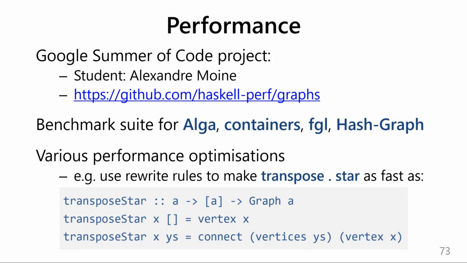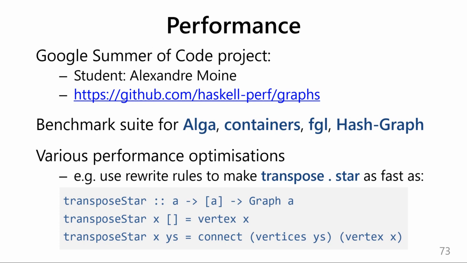But we also had this Google Summer of Code project that developed a comprehensive benchmark suite that compares various libraries we have in the Haskell ecosystem. You can have a look if you are interested in picking a library for your particular use case. Obviously, there is no single choice which is fastest for all cases. Depending on what you want to do, you will choose one of them.